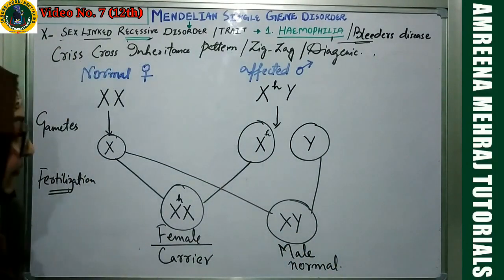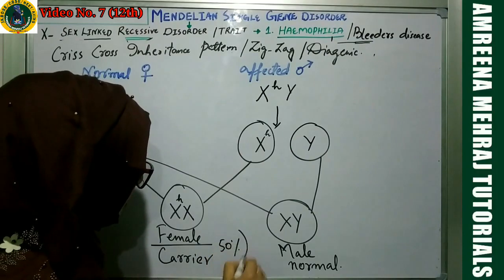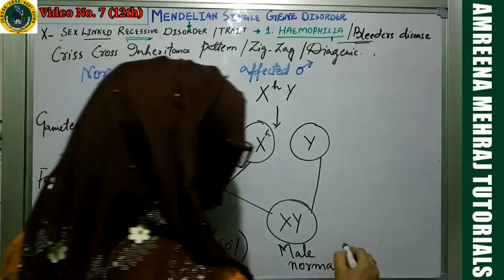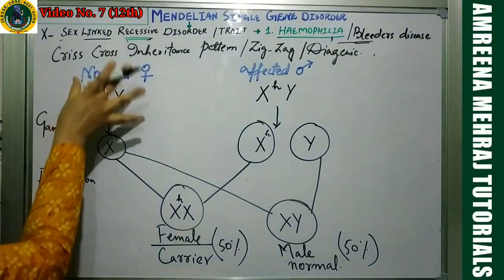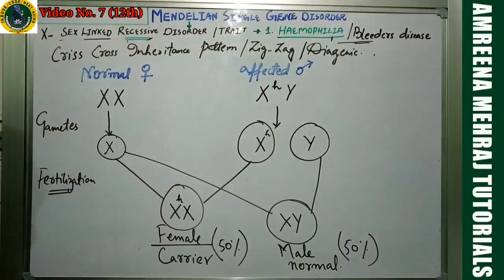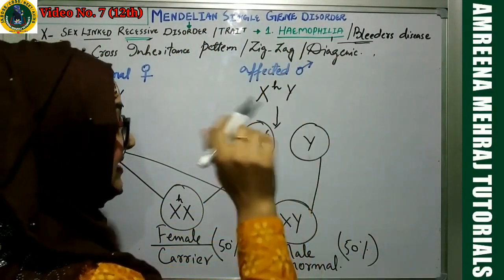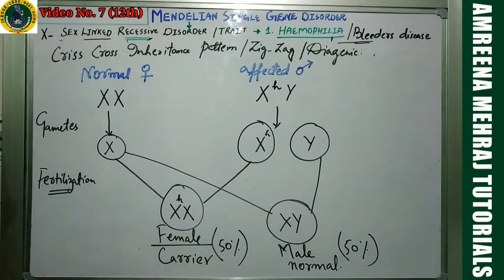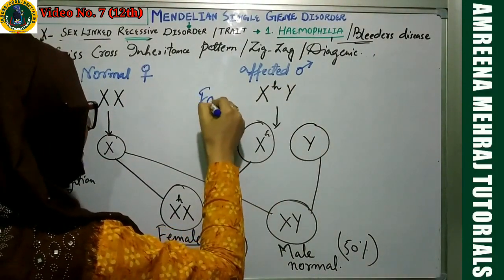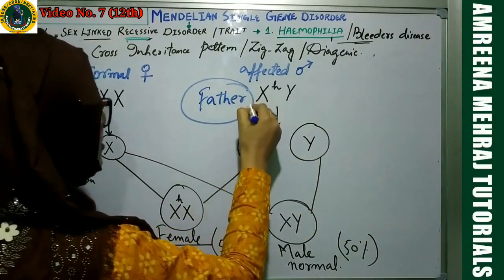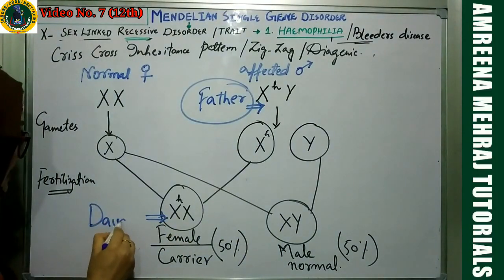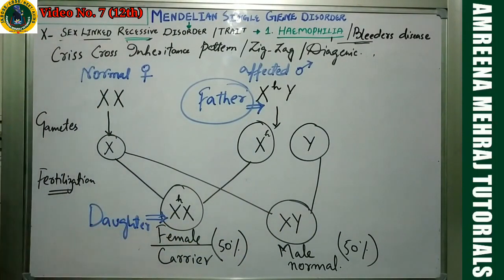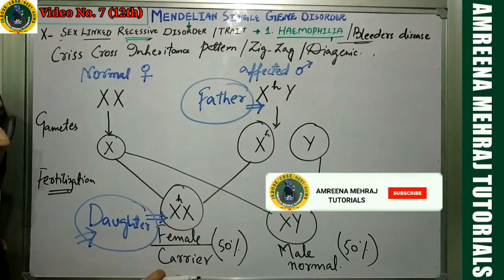So in this case, there is a 50% chance for the female to be a carrier and a 50% chance for the male to be safe. This is how the probability will work if we take a normal female and an affected male. That means the affected male cannot transfer this disease directly. You have to guess what has happened in this case. The affected male, that means the father, has passed on his trait of hemophilia to his daughter. That means the disorder has traveled from father to daughter. So the trait has come here, although she does not have the disease.